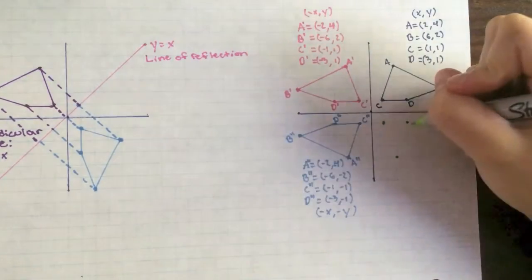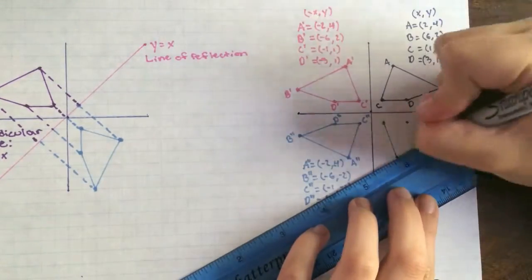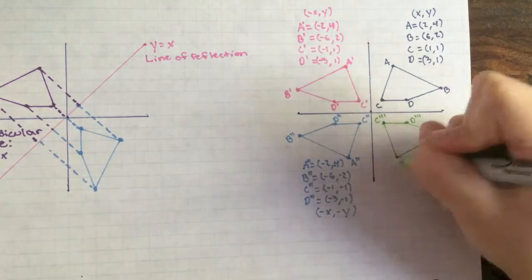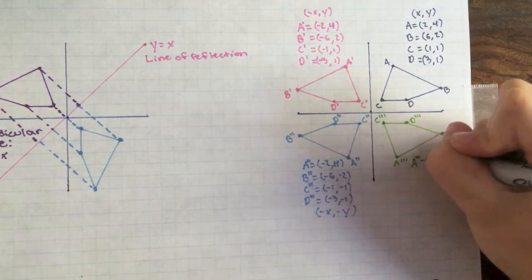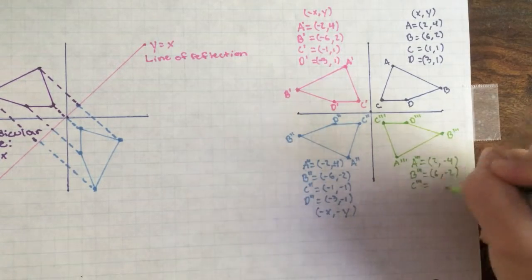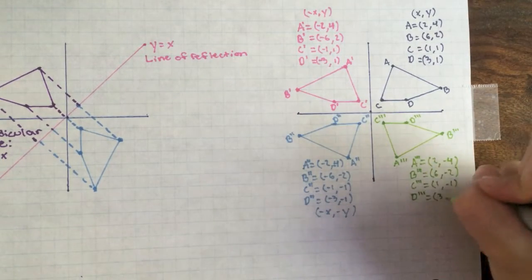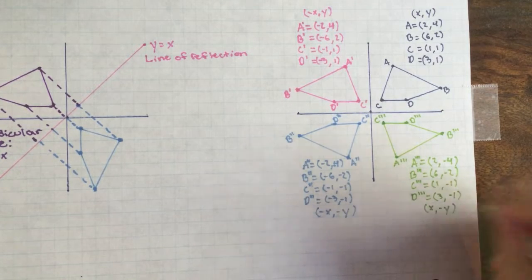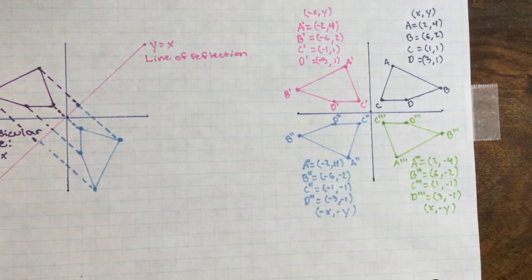Now we'll reflect our newest figure into quadrant 4 over the y-axis. The coordinates for this figure now show x is positive and y is negative. The rule for reflecting a figure over the y-axis into quadrant 4 is making the x positive and the y negative.